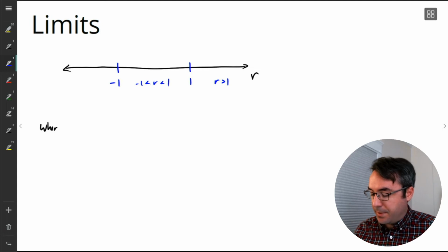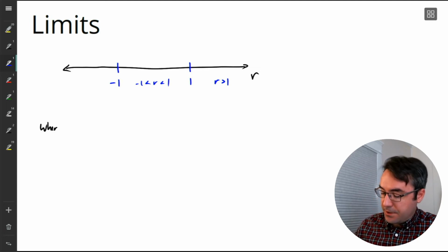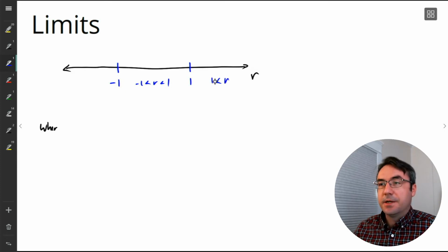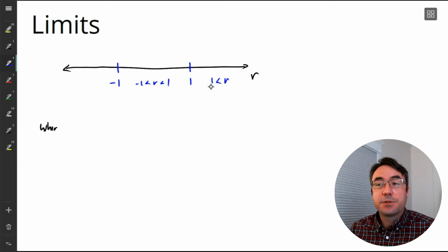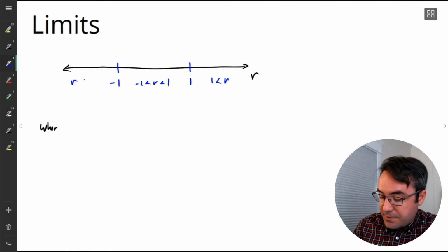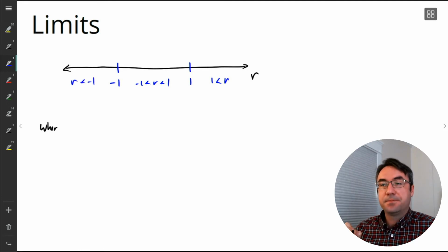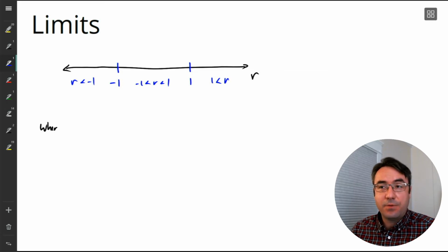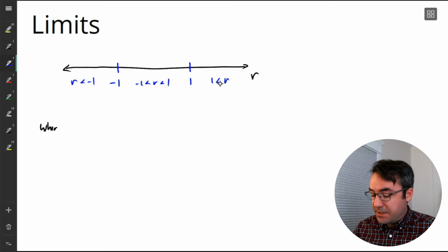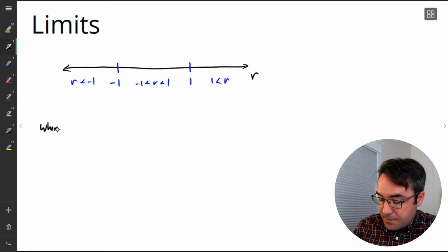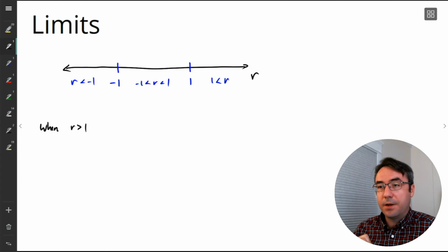let's write out the intervals maybe. So what are our intervals here? All right, we looked at values where r was greater than 1. We looked at r values that were between -1 and +1. And then we looked at r values that were less than -1. And then also what actually happened directly at -1 and +1. All right, so let's start with when r is greater than 1. What happened there?